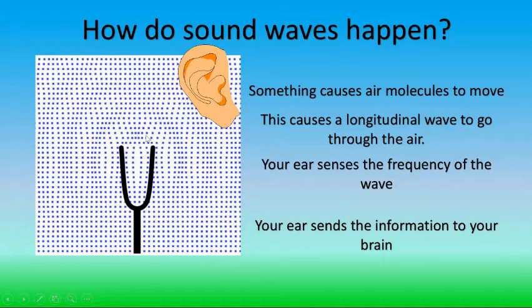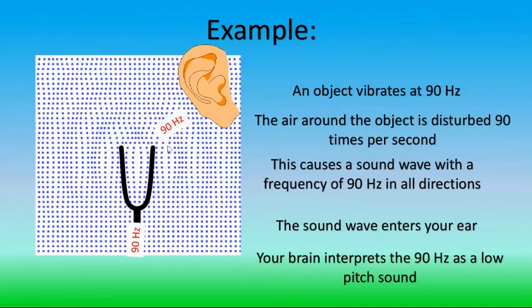So whether you're ahead of it, to the right of it, to the left of it, or behind it, the sound waves will go off with the same frequency, same speed in all directions. And this causes there to be a longitudinal wave, okay, with the compressions and rarefactions. And this will go to your ear, right?